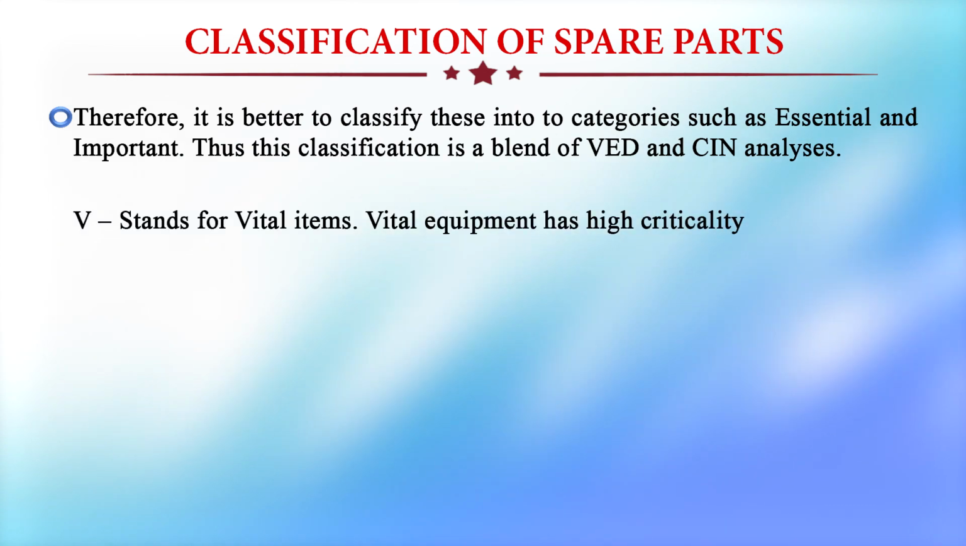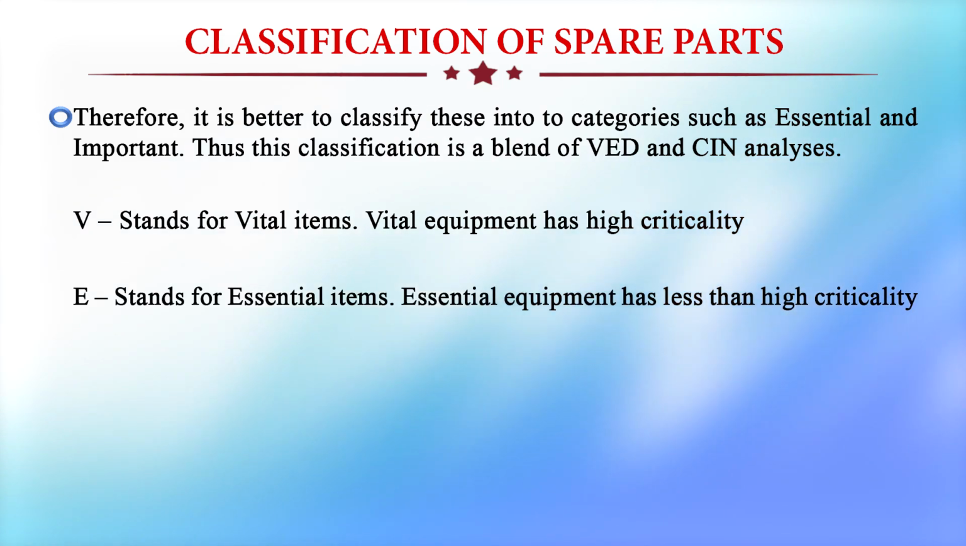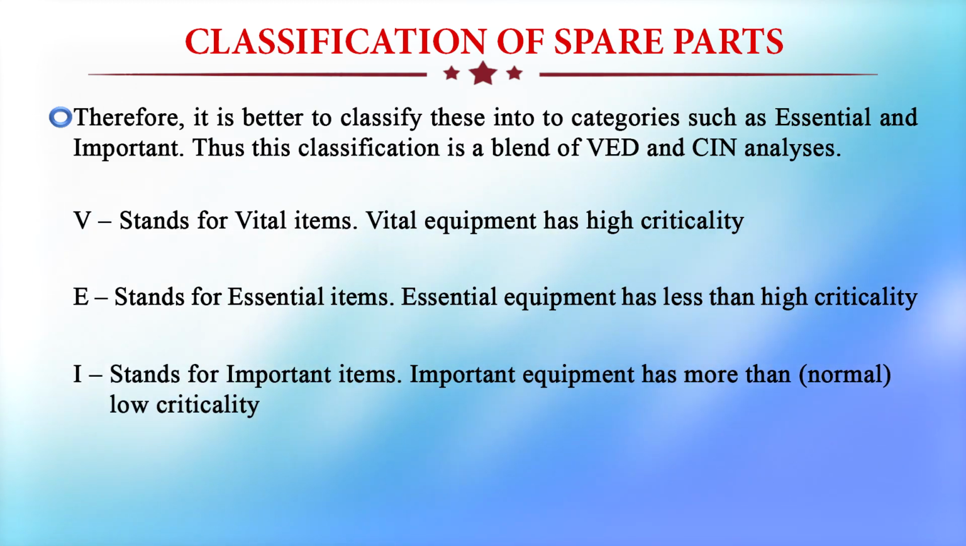V stands for vital items. Vital equipment has high criticality. E stands for essential items. Essential equipment has less than high criticality. I stands for the important items. Important equipment has more than low criticality. N stands for the normal items.